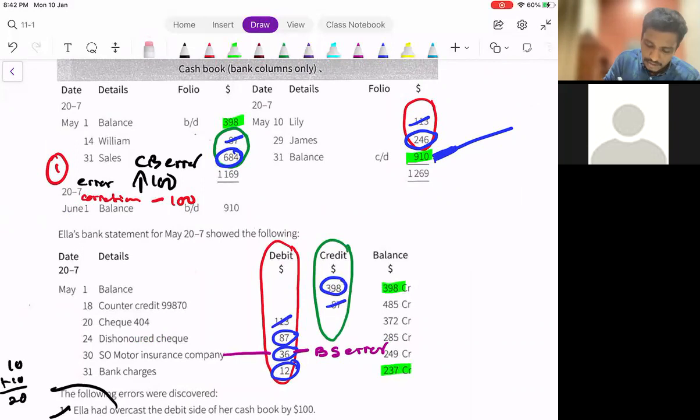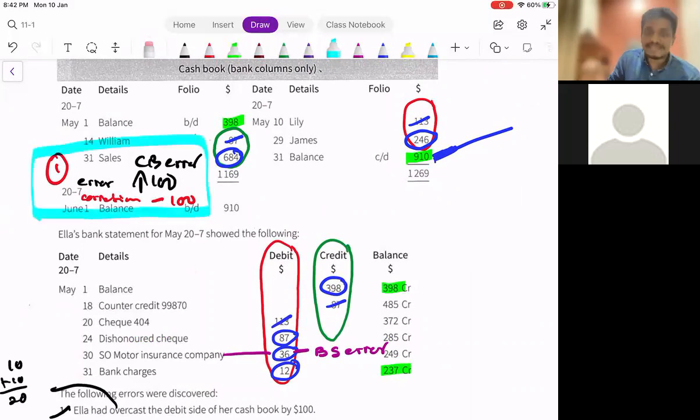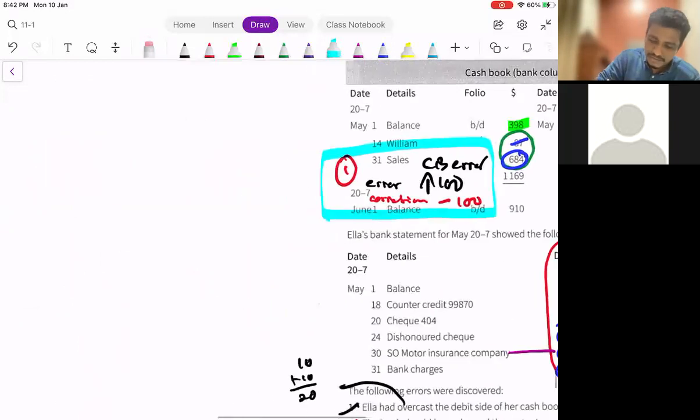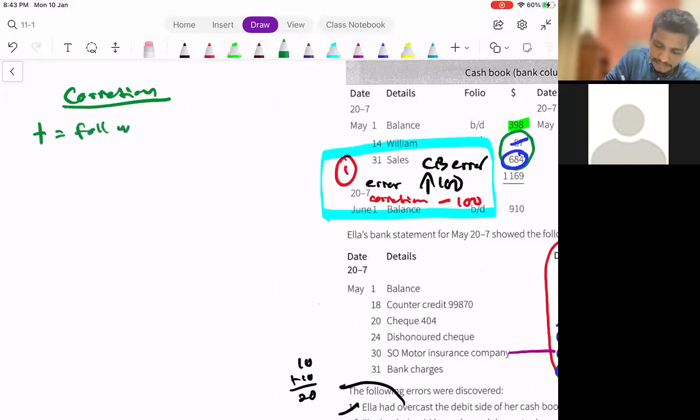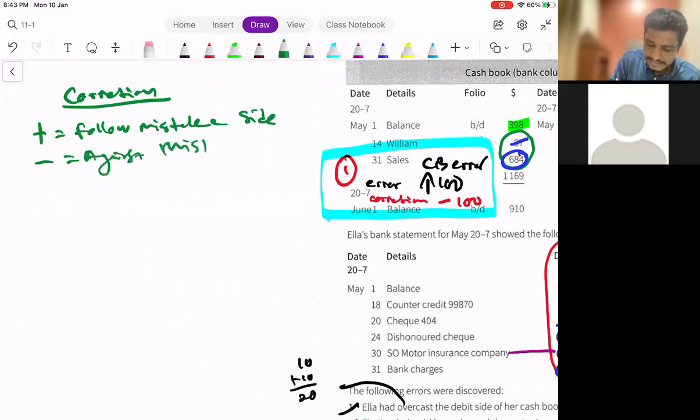So now you need to decide this 100. You need to minus 100, right? Will it be on the debit side or credit side? Do you remember the formula that I gave you, the formula to do the correction? Whenever you want to plus, we follow the mistake side. If you want to minus or reduce it, we go against the mistake side. Remember this is the formula we use for all corrections.